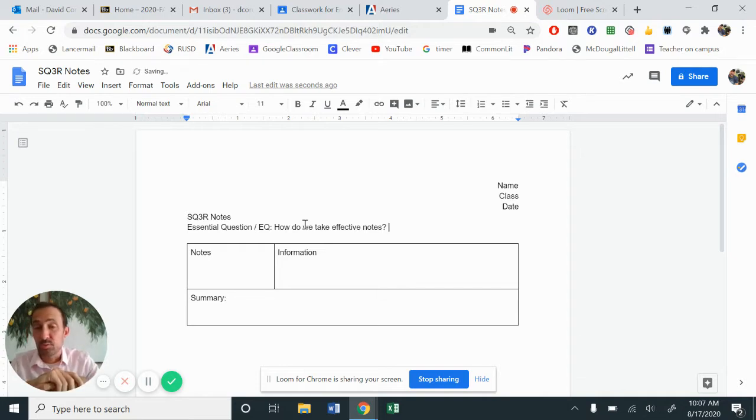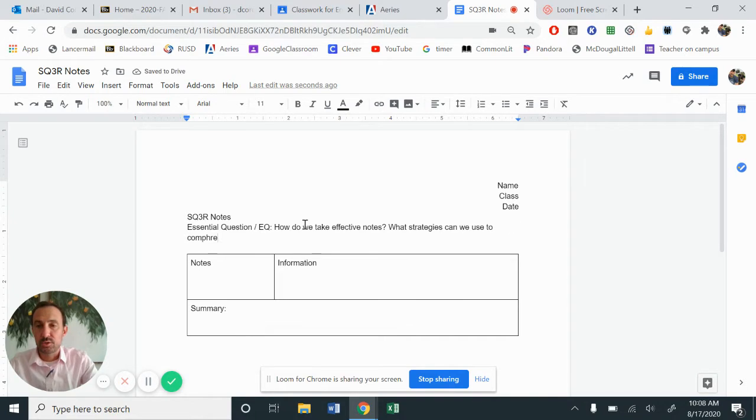Probably our other question would be, what are some strategies to remember and retain our information? So what strategies can we use to comprehend, let's say reading. Instead of just literature, let's say reading, because reading will encompass articles, poetry, science methods, historical documents, different types of reading.